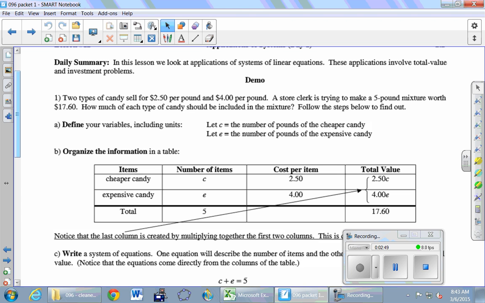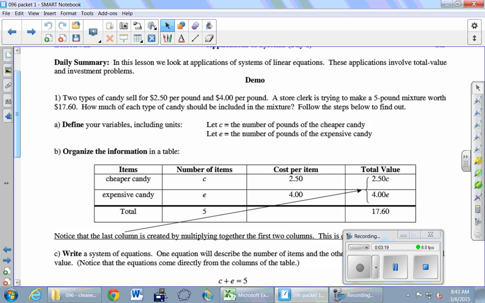Okay, so we're going to merge a certain amount of the cheaper candy and a certain amount of the expensive candy to make 5 pounds altogether that are worth $17.60. All right? What if you did 5 pounds of the expensive candy, just all expensive candy? How much would 5 pounds of that expensive candy be worth? 20 bucks, right? 5 pounds times $4 a pound? Yes? Okay, what if instead we made the entire 5 pounds out of the cheaper candy at $2.50 a pound?